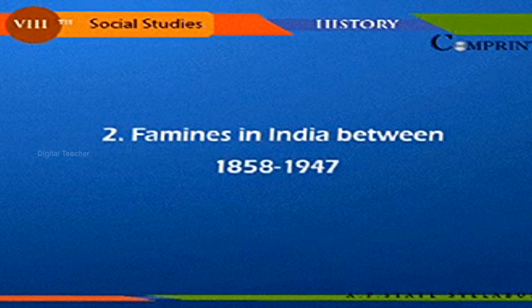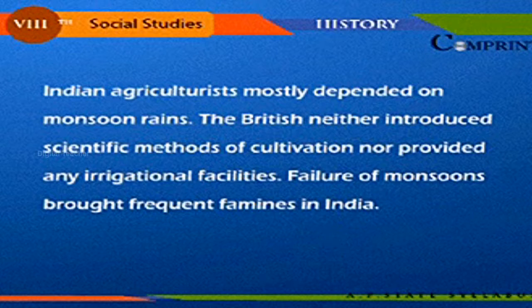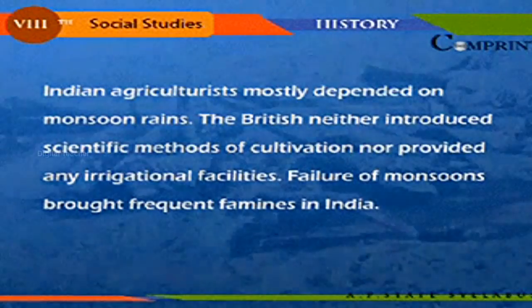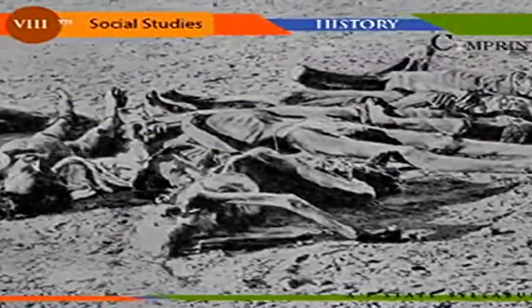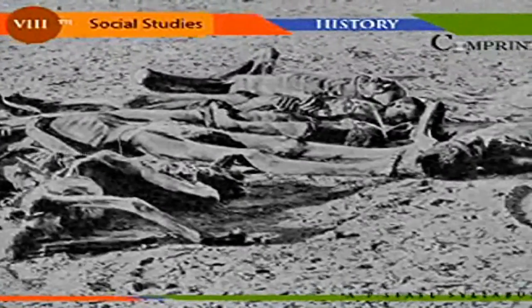Famines in India between 1858 and 1947. Indian agriculturalists were mostly dependent on monsoon rains. The British neither introduced scientific methods of cultivation nor provided any irrigational facilities. Failure of monsoons brought frequent famines in India. Lakhs of people died due to starvation, undernourishment, and widespread epidemics.